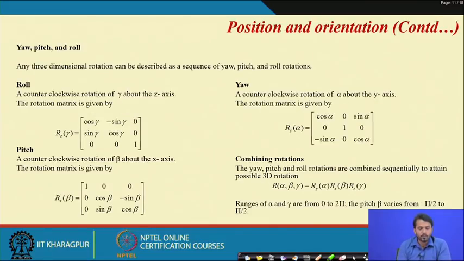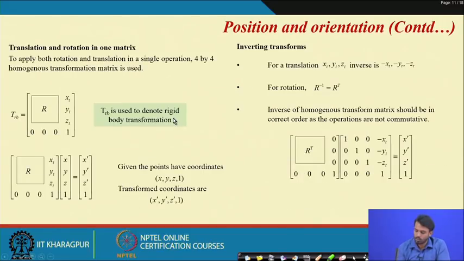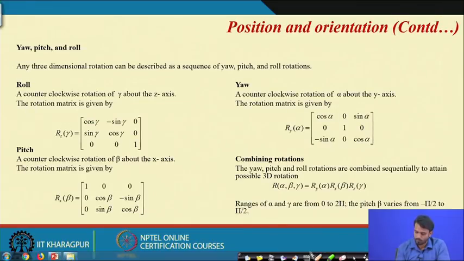So, yaw, pitch and roll. Any 3-dimensional rotation can be described as a sequence of yaw, pitch and roll rotations. What is roll? A counterclockwise rotation of gamma. We are taking gamma as the rotation angle about the z axis, in which the rotation matrix can be given by Rz(gamma) is equal to cos gamma, minus sin gamma, 0; sin gamma, cos gamma, 0; then 0, 0, 1.